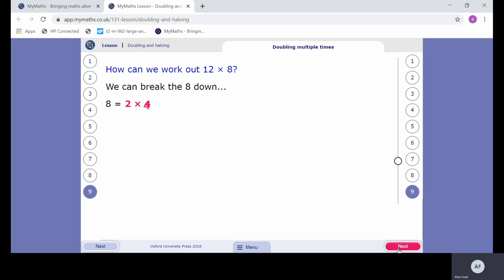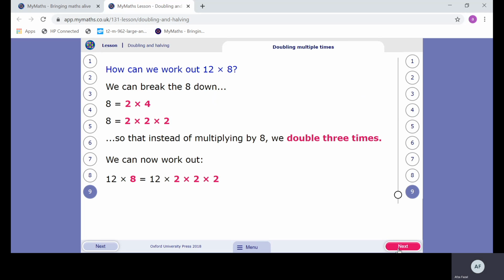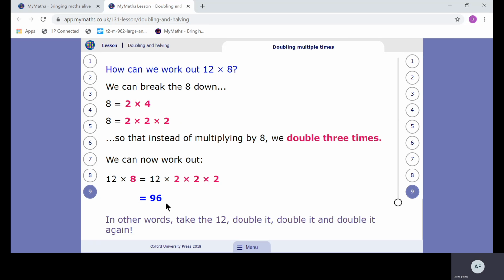12 times 8. Break it down. So you're doubling it 3 times. So you get to 96. So you do 12 times 2. Then your answer is 24 times 2, which is 48 times 2, which is 96.